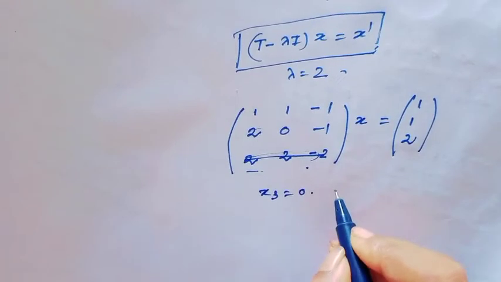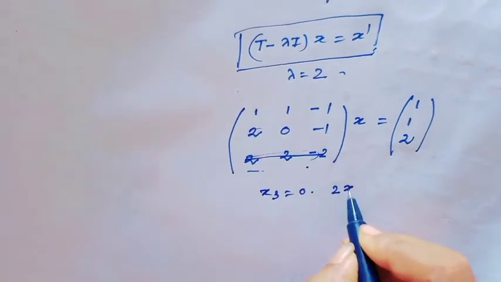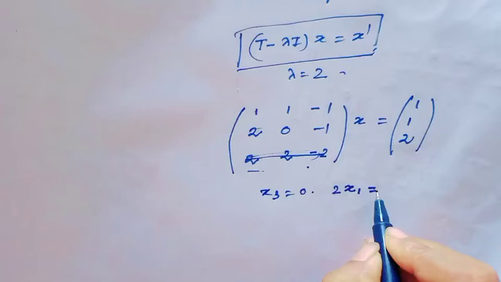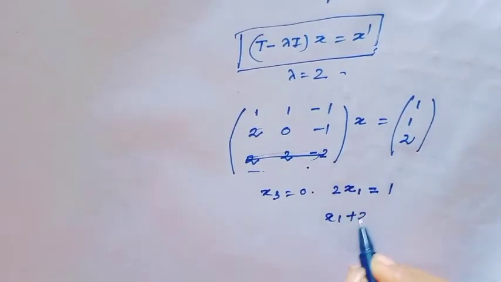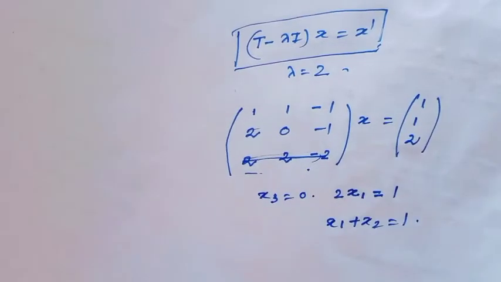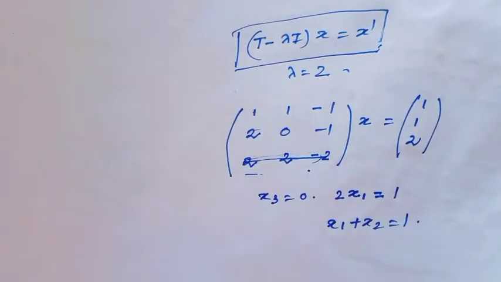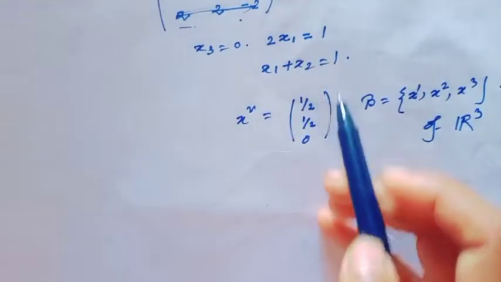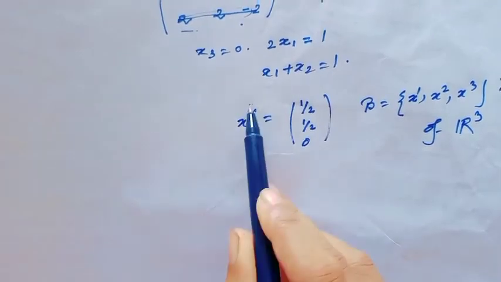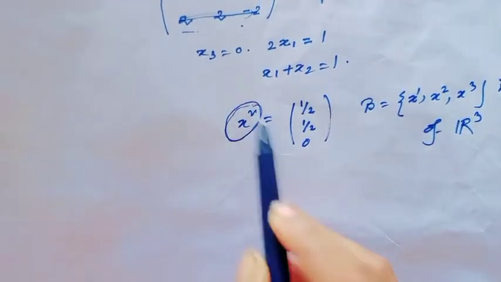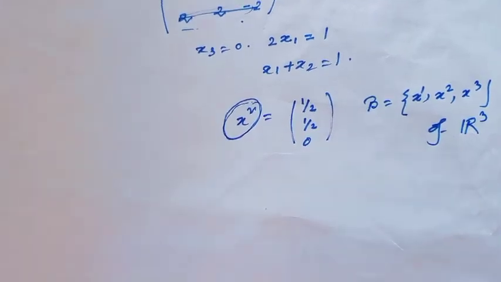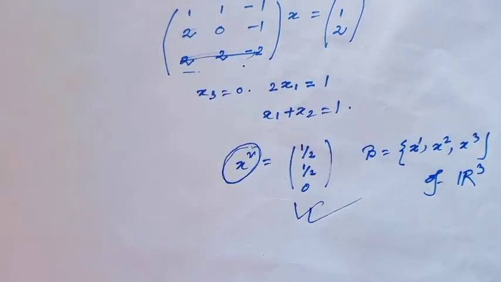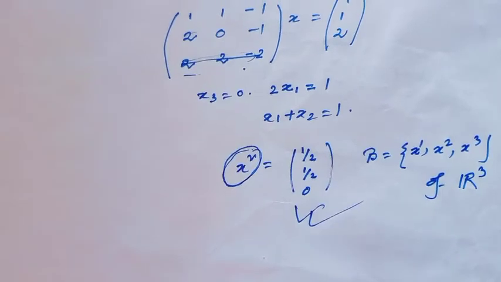Then 2x1 would be 1 and x1 plus x2 would be 1. That means, solving this equation, if we construct this vector as x2, then x2 would be half, half, 0. Therefore, this is the generalized eigenvector for lambda equal to 2.